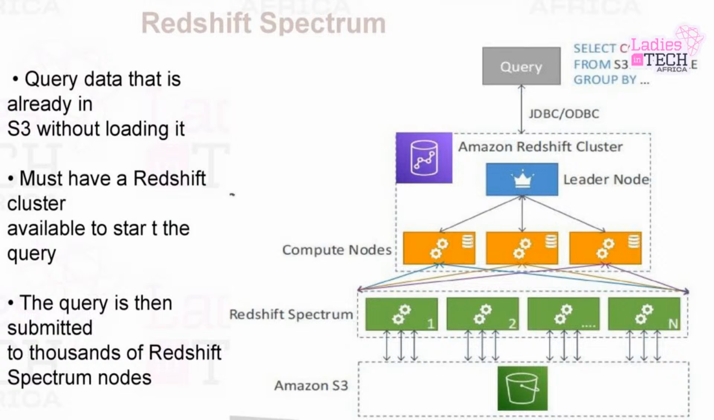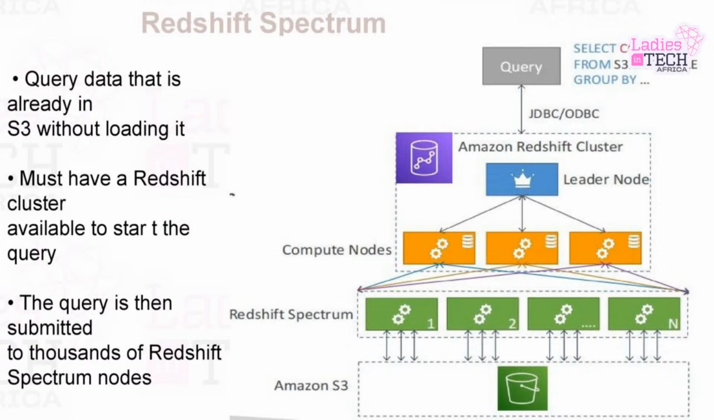Now, Spectrum. Think of Spectrum as a tool. You understand? It queries data that is already in S3 without loading it. Now, let me quickly explain this architectural diagram for us. So remember we said a Redshift cluster consists of nodes, compute nodes, you get it. There's a leader node. So imagine we already have data.